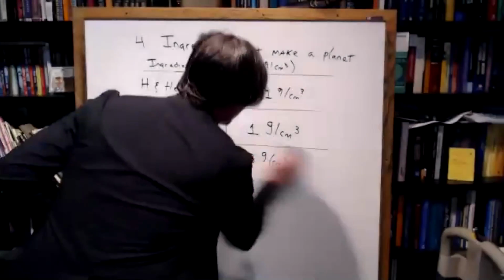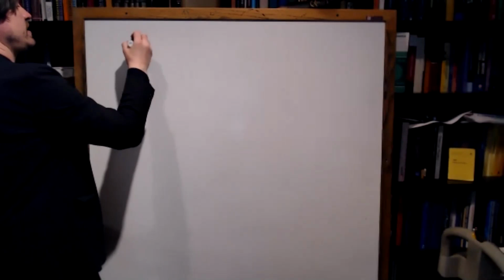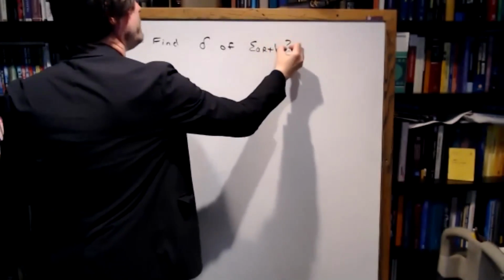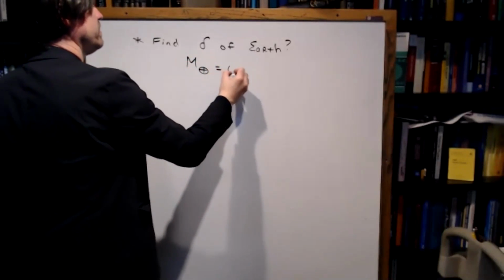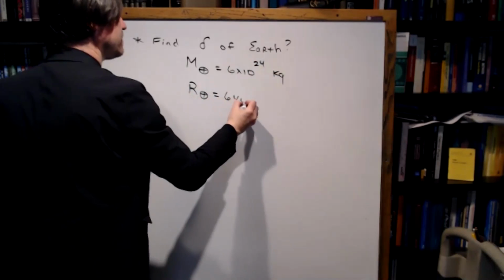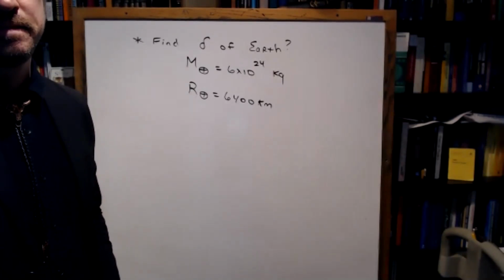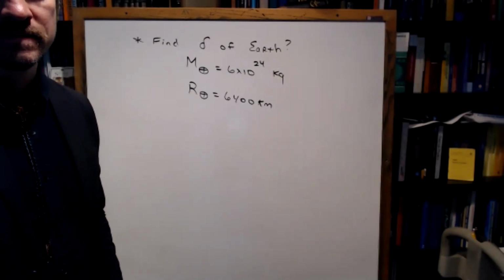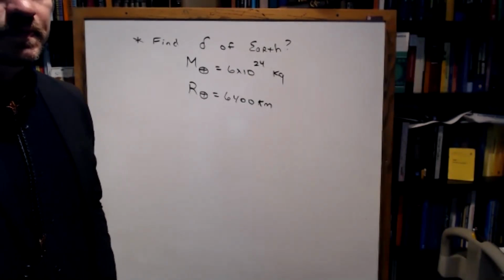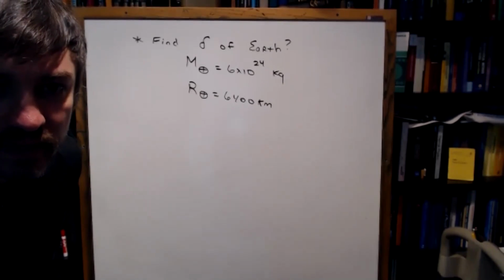Let's do a quick sample problem together, class, and probably a nice thing to do would be to calculate the density of Earth. And we know some stats about Earth. We know that the mass of Earth is 6 × 10²⁴ kilograms, and the radius of Earth is 6,400 kilometers. What do you think I should do for my first step, class? How should I begin? Talk to me, someone. Angel, how should I get going here?